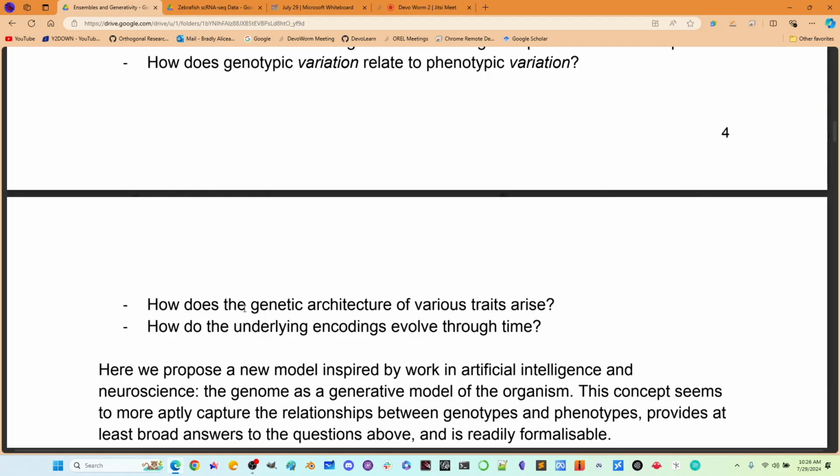If we have an encoding that's matched to some functional aspect, and we change it, if we evolve it through time, how do we ensure that it produces a viable phenotype? And these are all things we can't really answer with the blueprint model, nor with the code model.